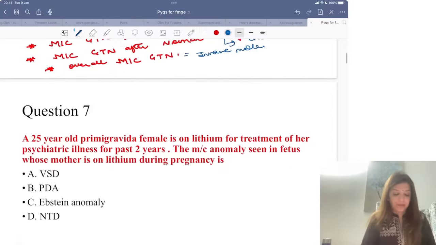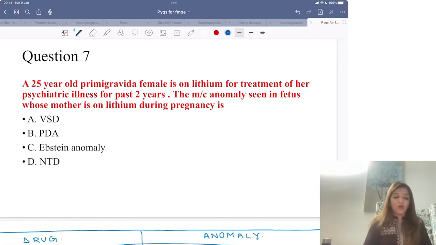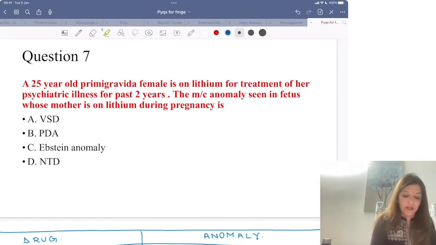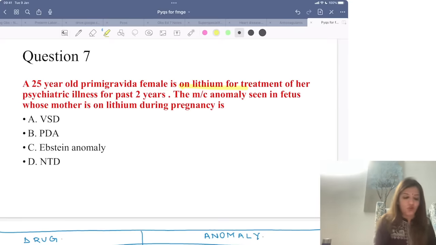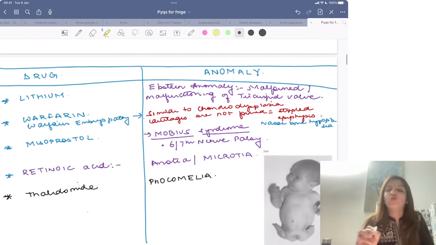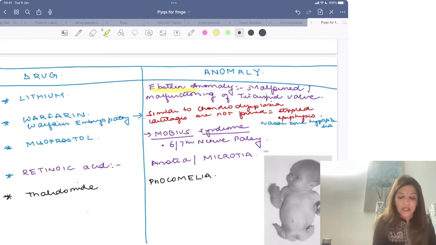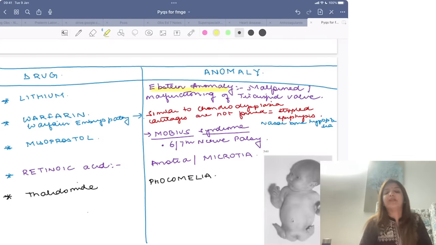Yes? Okay. Then, a 25-year-old primigravida is on lithium for treatment of psychiatric illness for the past 2 years. The most common anomaly seen in a fetus of a mother who has taken lithium during pregnancy is... this is a very, very straightforward question. If you are a Marrow subscriber, I have taught you this, that lithium leads to Ebstein anomaly. Now, I am telling you the most important drugs and their teratogenic effects. Lithium leads to Ebstein anomaly, and in Ebstein anomaly, there is malfunctioning of the tricuspid valve.